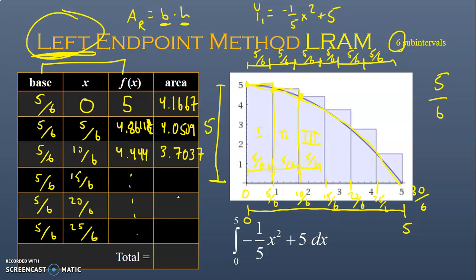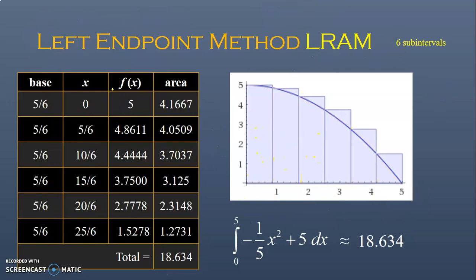And I'm going to use my calculator to fill the rest of these out. And then I'm going to add up all these values on the right side to get the total estimate for my Riemann sum. So this is if I use my calculator and filled everything out. So I now have an estimate for the area under the curve. And on my calculator, the estimate is going to be 18.634 when I add all these values up. And again, we can see from the picture that this is going to be an overestimate.